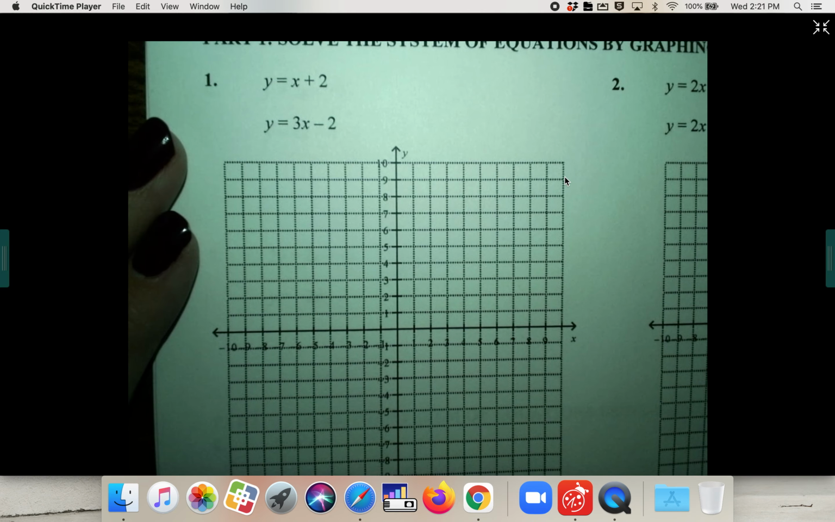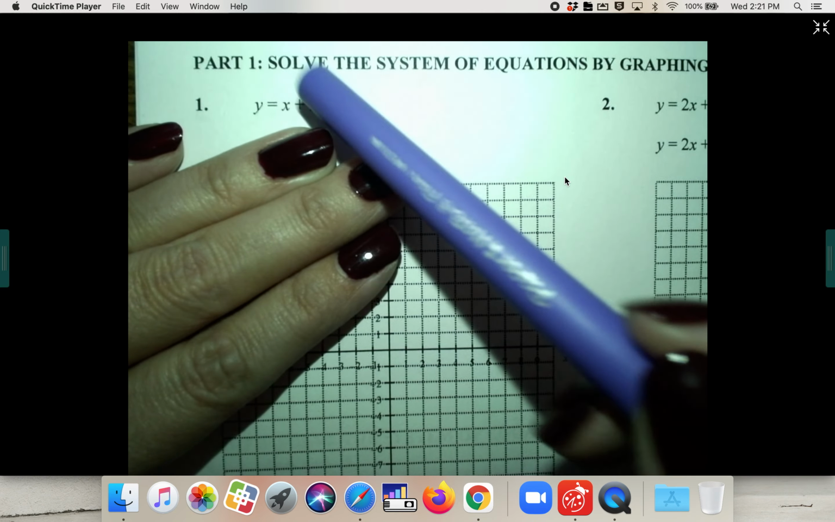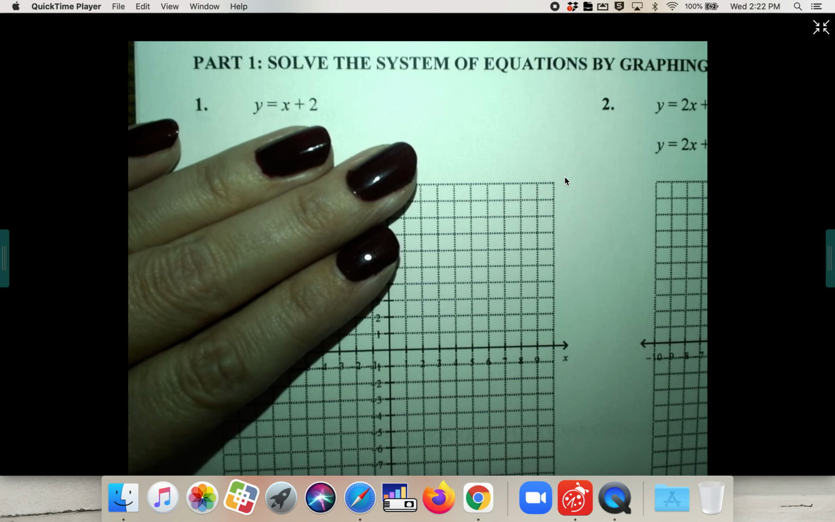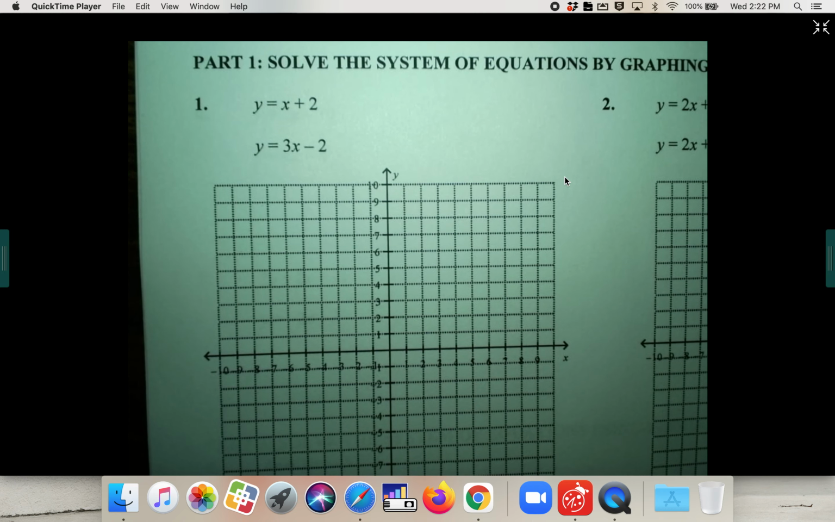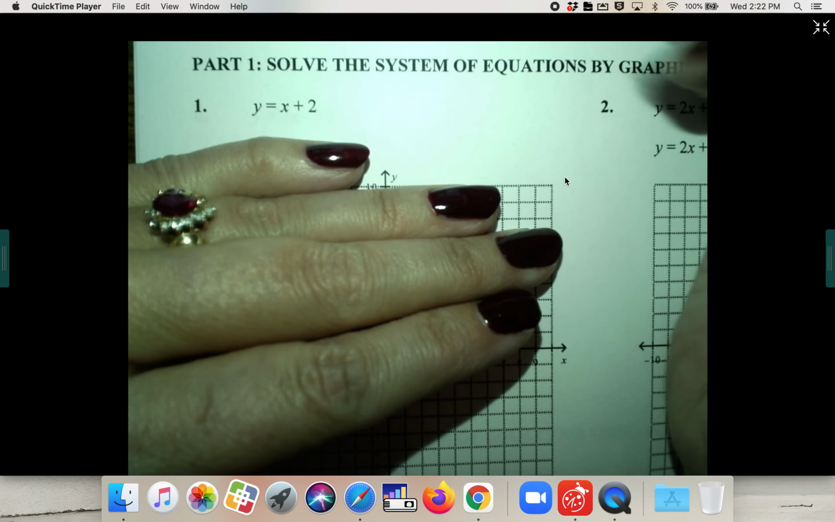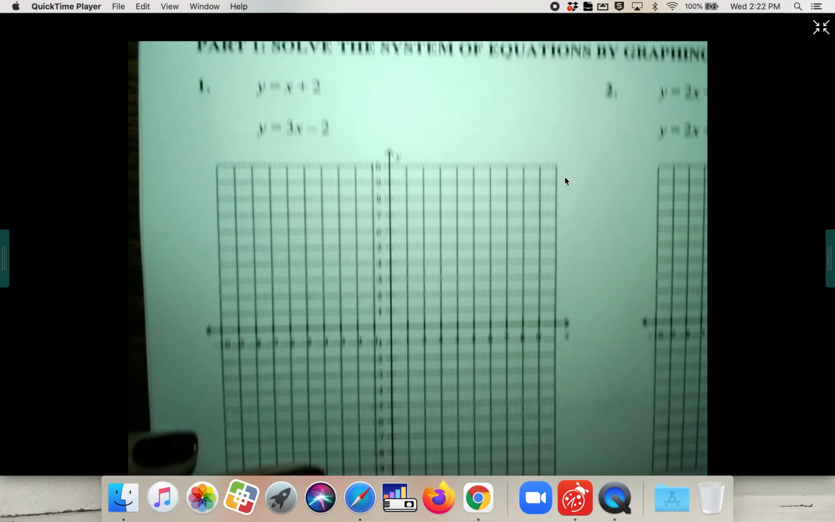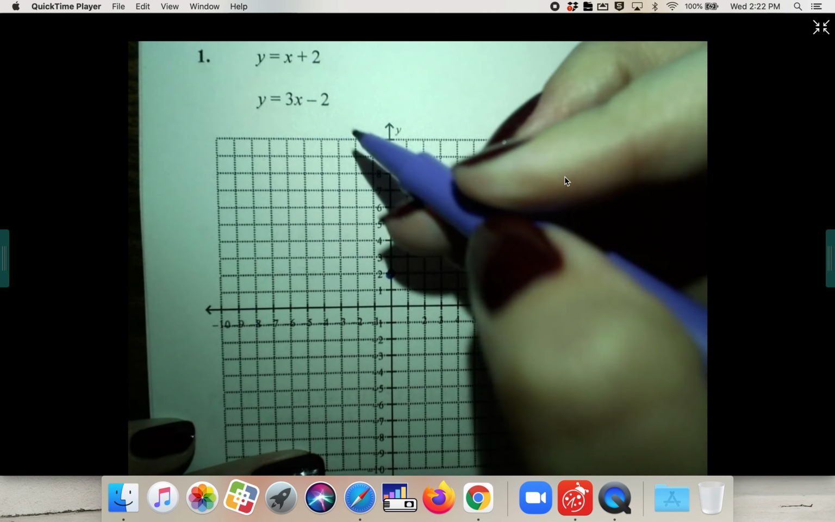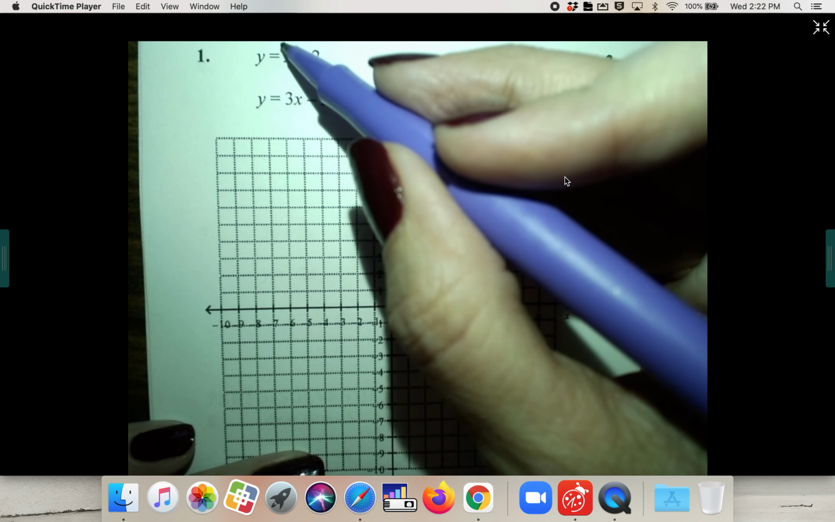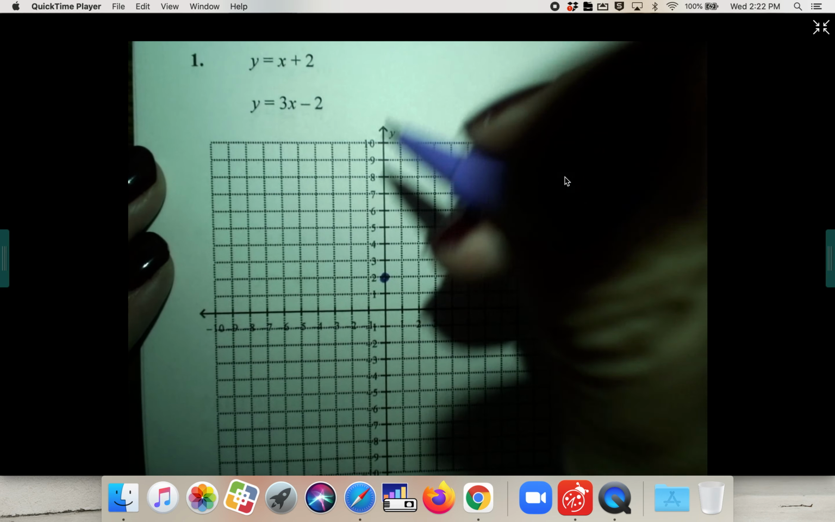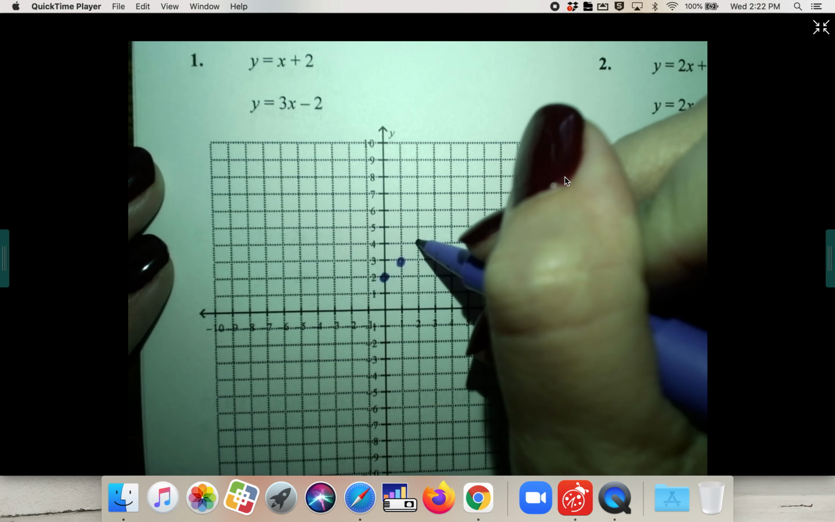So number one, you're just gonna pretend like there's only one line here, one equation here, y equals x plus 2, and let's first start by graphing that one. So y equals x plus 2, you're gonna put your first dot at 2 because that's the y-intercept. You are gonna go up 1 over 1 because that is that hidden kind of invisible slope. Up 1 over 1.